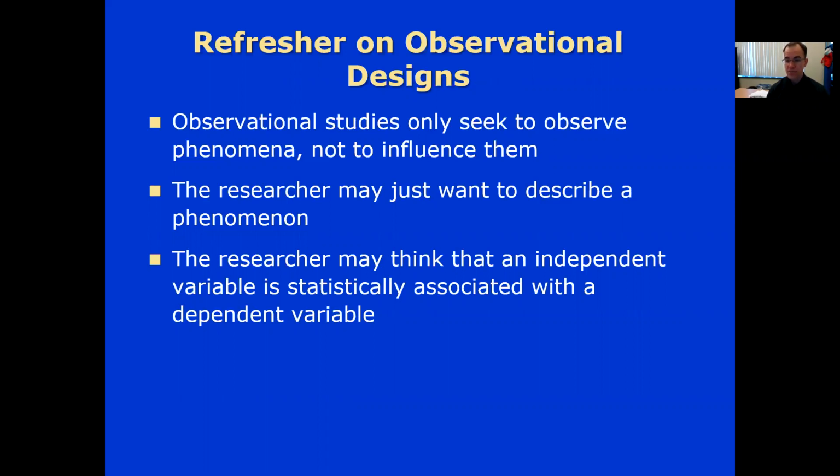physical activity level. The researcher may think that an independent variable is statistically associated with a dependent variable, such as age and physical activity, and you want to observe or identify data based on age, sex, race, demographics, and determine if potentially age is affecting the amount of physical activity. So these are some observational designs.